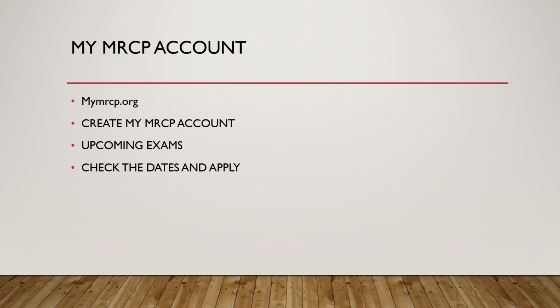Once you create your account and you have an RCP code with you, you have to go to the option of upcoming exams, which will show the dates on which the application is opening for part 1, the closing date of application, and the exam date.